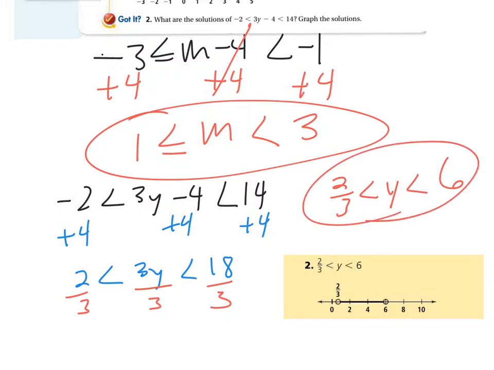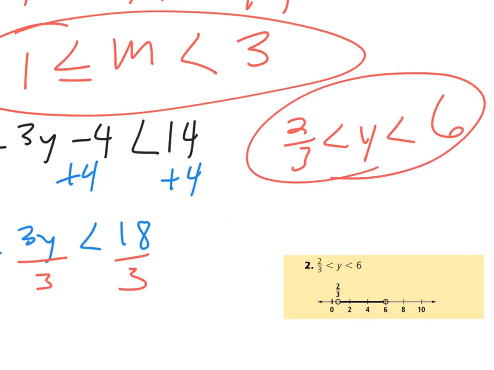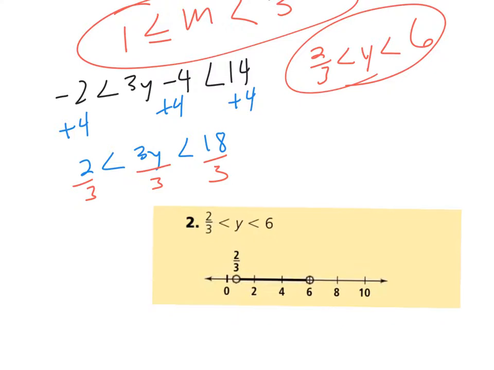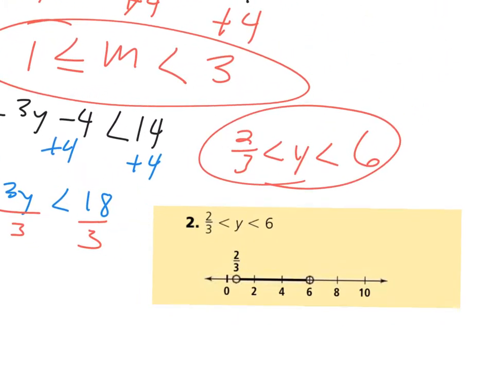And again, only with an "and" can you solve it this way. If there's an "or," you have to solve them as separate pieces. Anyway, so what's that look like? Well, we're going to have an open dot at 2/3, an open dot at 6, and fill in the middle.